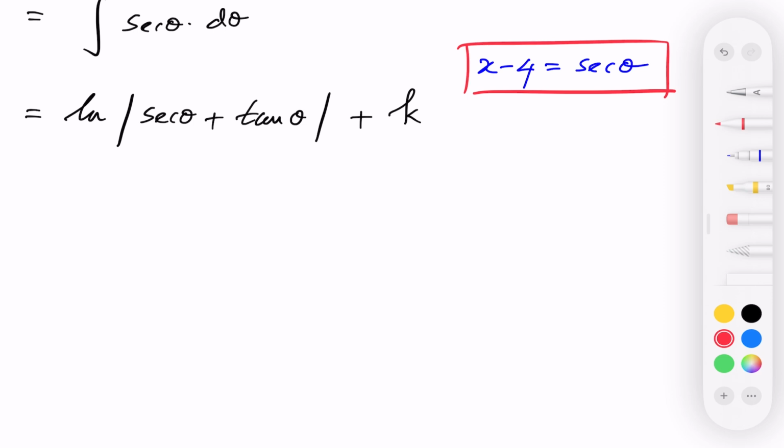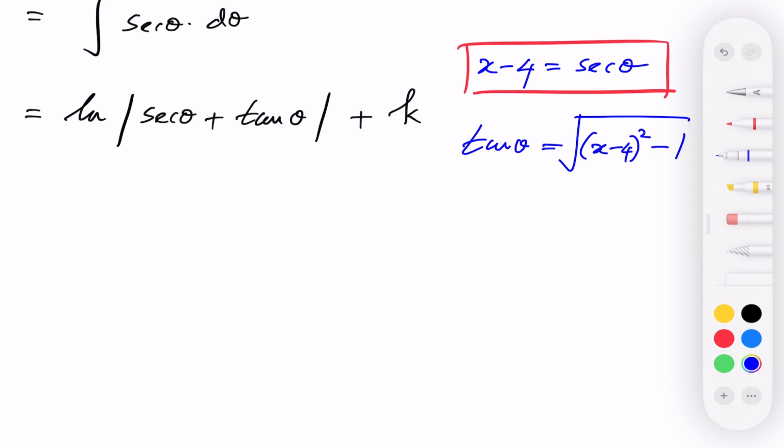In addition to the secant theta term, I will also need tangent theta. In order to find tangent theta, I will once again use the second of the three Pythagorean identities, which is tangent squared theta plus 1 being equal to secant squared theta. From that, I can solve for tangent theta as secant squared theta, which is x minus 4 everything squared, minus 1, all of that square root.